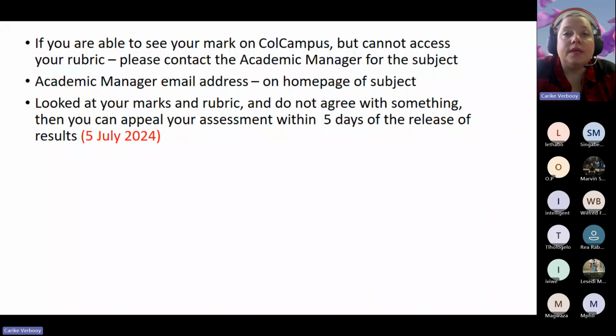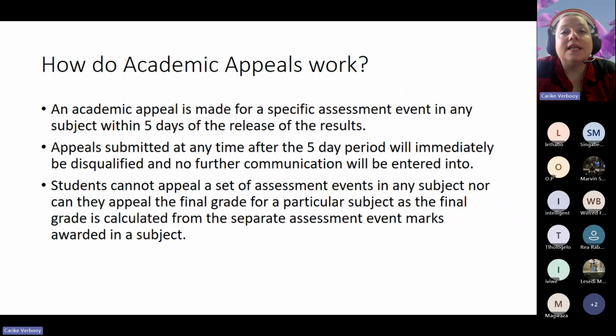Now, academic appeals are usually logged within 5 days of the release of the results. And the academic appeals for the formative 2 and the summative results for semester A will close on the 5th of July, next week, Friday. So as I said, an academic appeal is made for a specific assessment event in any subject within 5 days of the release of results. Now, if you appeal late, unfortunately, we will not be able to assist you.